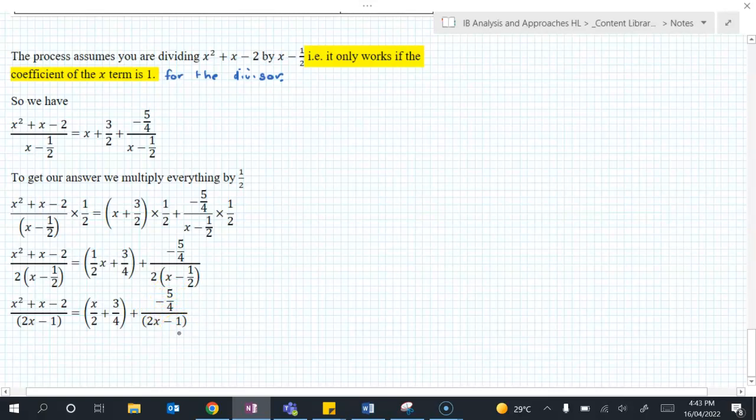And so we have to remember those two caveats for synthetic division. It only works if you are dividing by a linear polynomial, and it only works if the coefficient of the x term is 1. And so that might require some manipulation of the final answer when we do that.